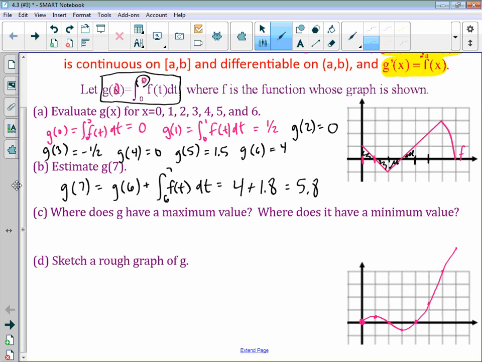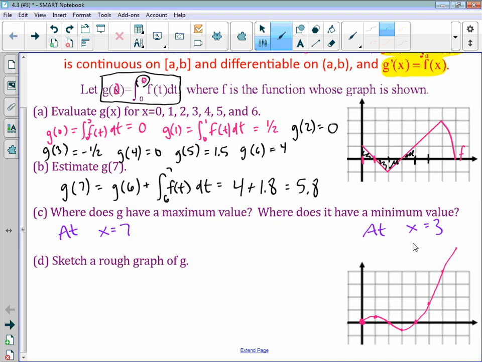So our sketch is done, and then sometimes it's a little bit easier to answer the question that's right here. So where does g have a maximum? So we could say there's a local max here, but when it's asking for a maximum, it's asking for absolute, so it'd be at x equals 7. And where does it have a minimum value? At 3, looks good. Questions on that?